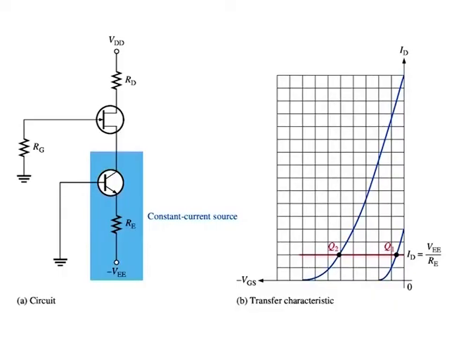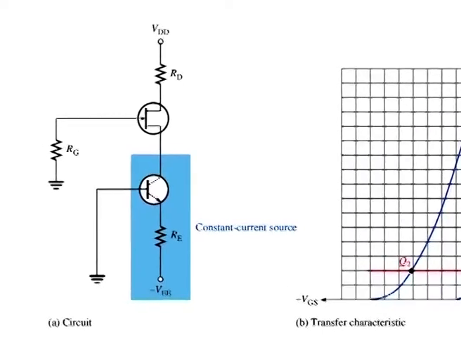Current source bias. Current source bias is a method for increasing the Q point stability of a self biased JFET by making the drain current essentially independent of VGS. This is accomplished by using a constant current source in series with the JFET source as shown in the figure.